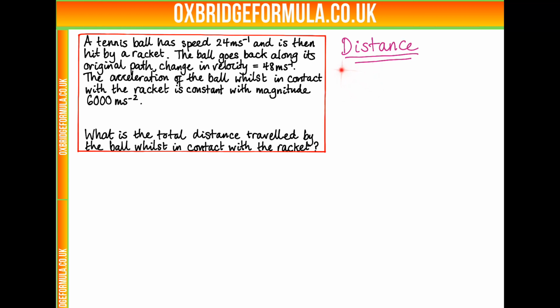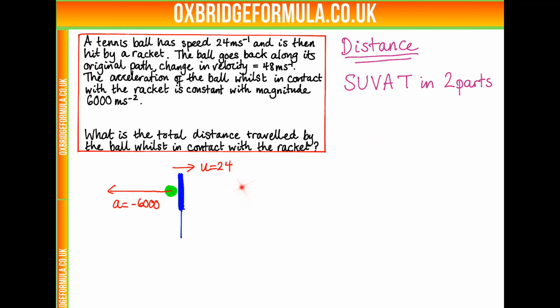And so it will be going into the tennis racket and getting slowed down, and then as it's slowed down to 0, then it's getting pushed back out, and so we can split the distance into two parts with suvat. This is how we should do it, because we're given this acceleration and velocities. So if we draw the setup, then we know that we have u equals 24 originally, and then the acceleration is minus 6,000, let's say, going the other way. So it's slowing it down initially and then accelerating it backwards when it's pushing back out.